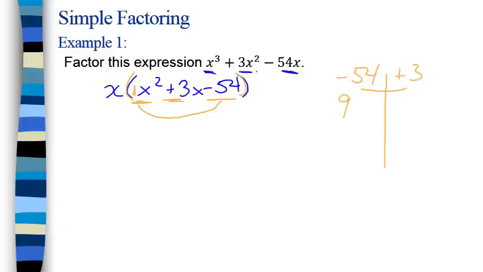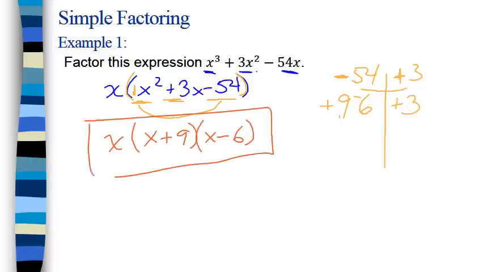And we know 9 and 6 are factors of 54. And in order for 54 to be negative, one of these has to be negative, but we want to add to a positive, so we're going to make the bigger number positive. And so positive 9 minus 6 is plus 3. So that means that this trinomial is going to factor to x plus 9 times x minus 6, and of course we still have the x in front, and there is our fully factored polynomial.